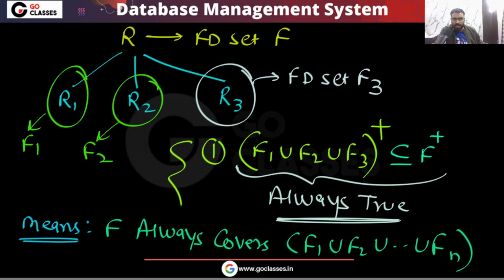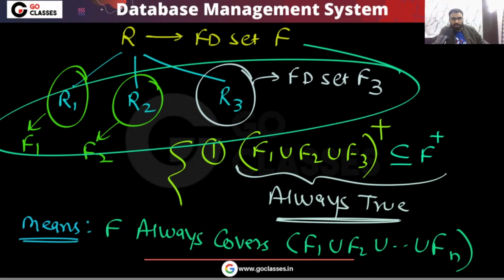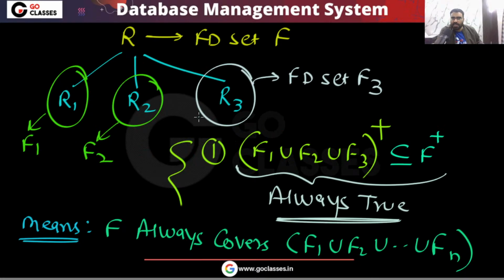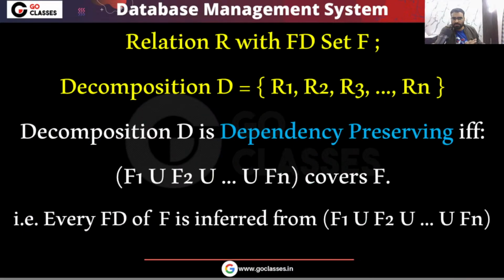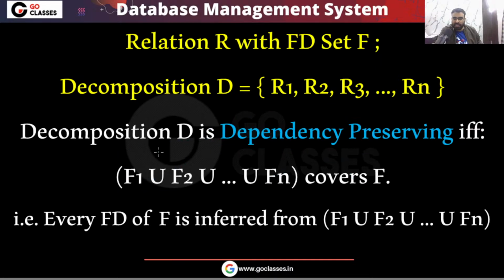these FDs. Now, if you do the union of all these functional dependencies of the decomposed relations, if that can cover F, then we will say that this is a dependency preserving decomposition. Okay, so this is an important point. You can notice that if I say F covers these, that will always happen. Now, if these can cover F, then we will say that this is a dependency preserving decomposition. Very simple point.